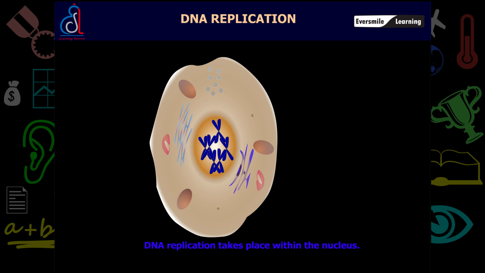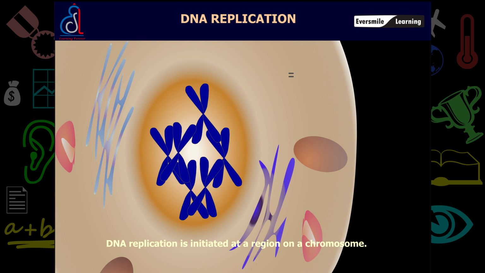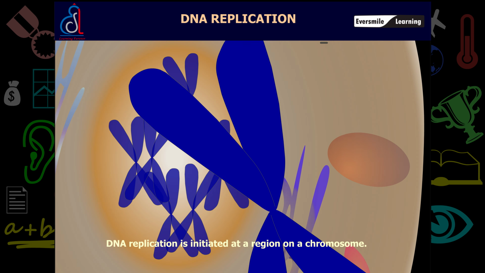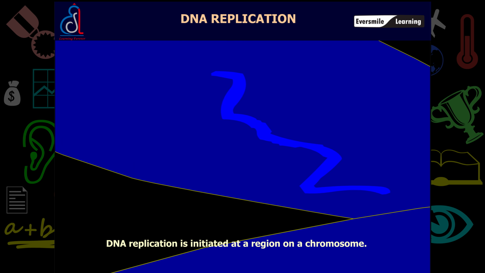DNA replication takes place within the nucleus. DNA replication is initiated at a region on a chromosome.